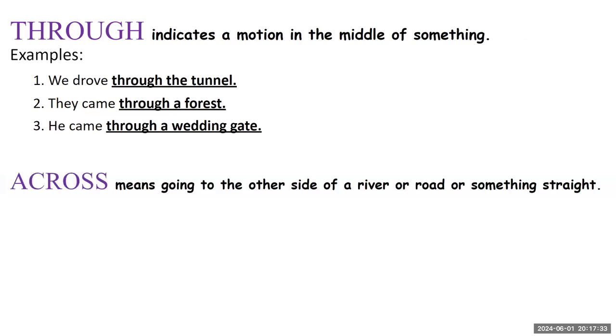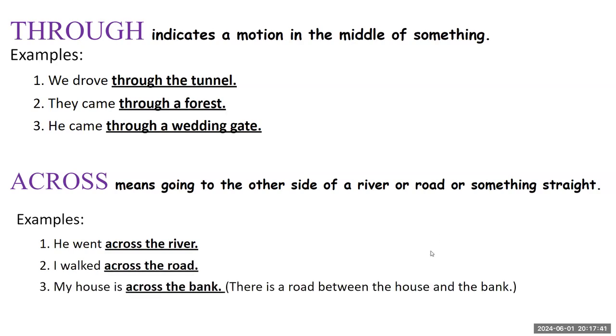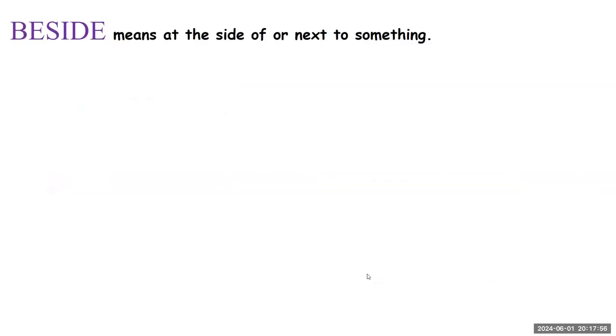Across means going to the other side of a river or road, in a straight line. He went across the river. I walked across the road. My house is across the bank. There is a road between the house and the bank. That's across, so that's the other side.